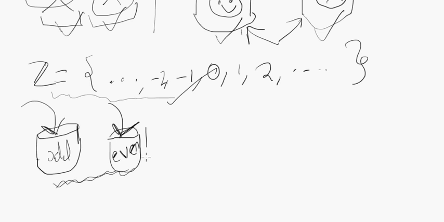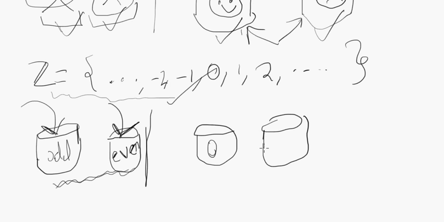Well, how else could we categorize the integers? We could create a bucket called 0, and another bucket called non-zero.